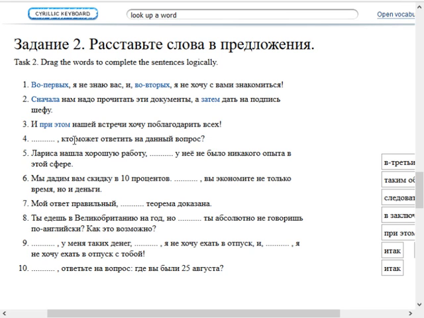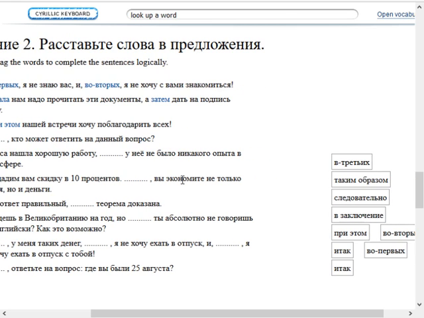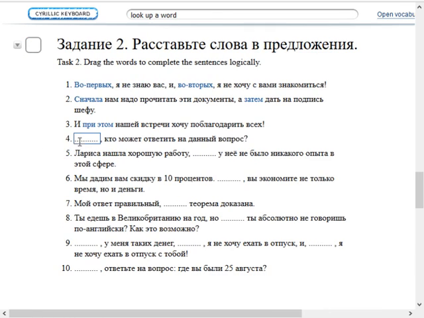Moving on. Something, кто может ответить на данный вопрос? So, who can answer this question? Looks like the word they're looking for there is итак. Again, they said итак means to sum up, but I don't think in English it makes sense. You wouldn't say, to sum up, who can answer this question? To my mind, it's just a filler word. It's just like, okay, so, who can answer this question? It's like when you start a sentence by saying, well, so. That's just kind of what итак means to me, but that's how I interpret it.